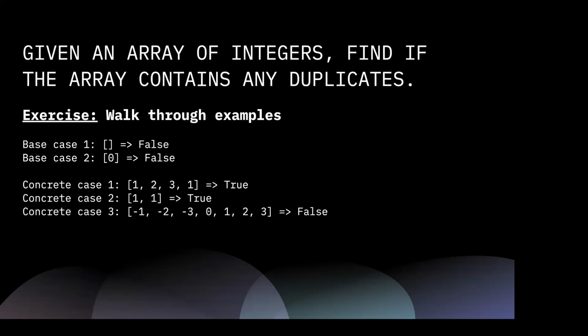If the given array is empty, we will just be returning false. And if there is only one element in the array, we will be returning false, because there won't be any elements that would be repeated in an empty array and in an array having only one integer.